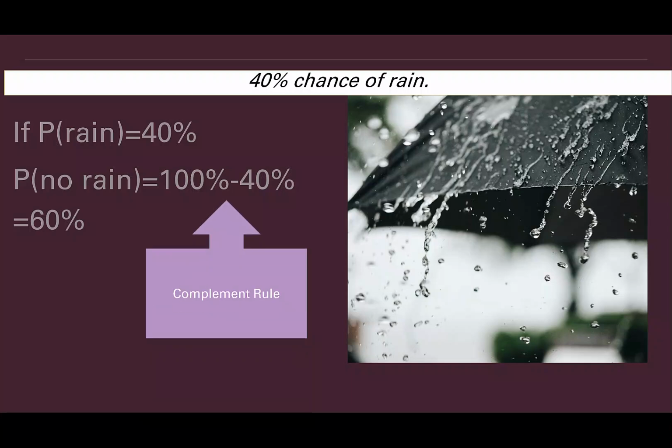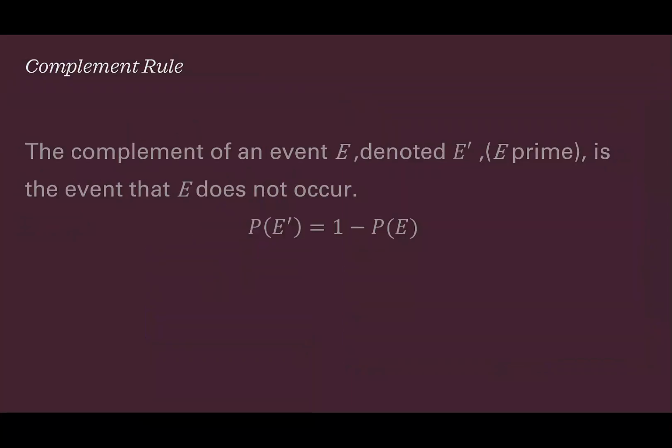We call this the complement rule. The complement of an event E, denoted E prime, is the event that E does not occur. The probability of E prime is equal to 1 minus the probability of E. So if we know the probability that E occurs, we also know the probability that E does not occur.